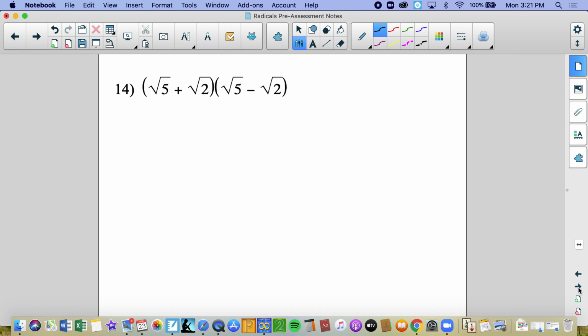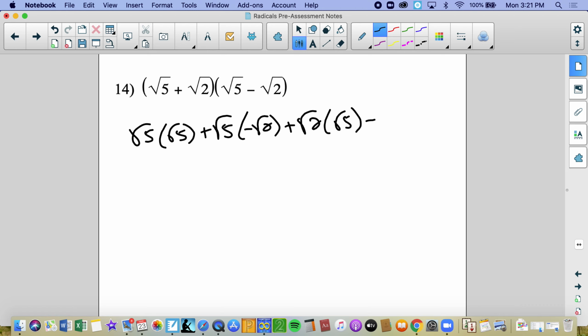We like this. We hopefully should notice that this is a conjugate, but we'll do out the steps. Rad 5 times rad 5 plus rad 5 times negative rad 2 plus rad 2 times rad 5 plus rad 2 times negative rad 2. Rad 5 times rad 5 is 5. Rad 5 times negative rad 2 is negative rad 10.